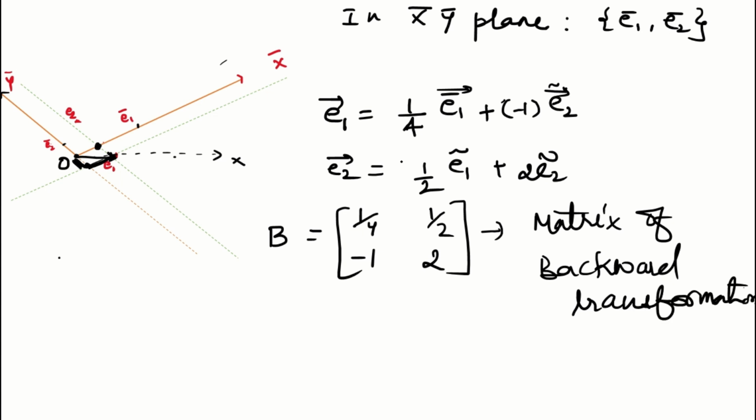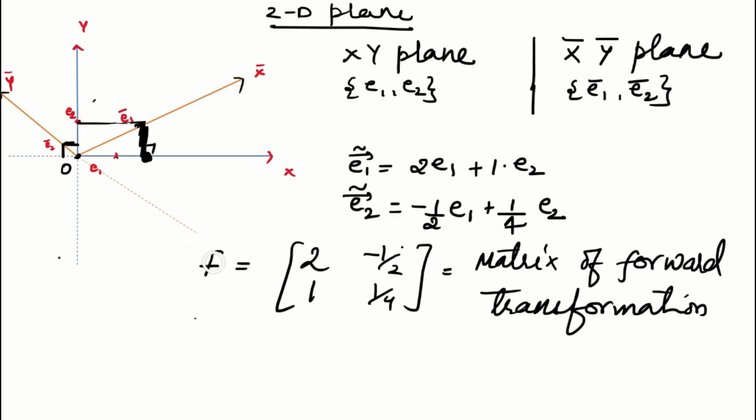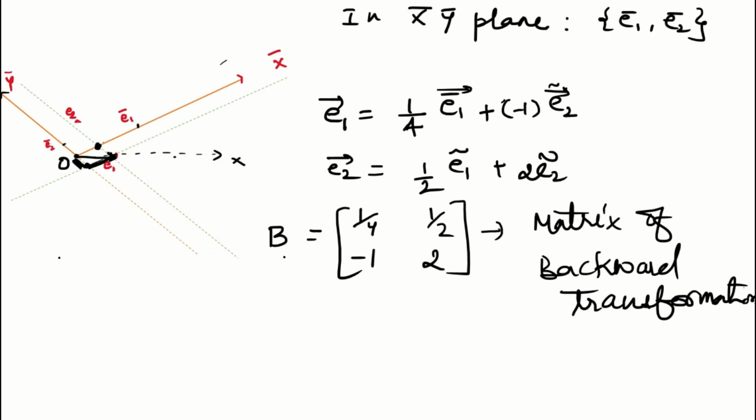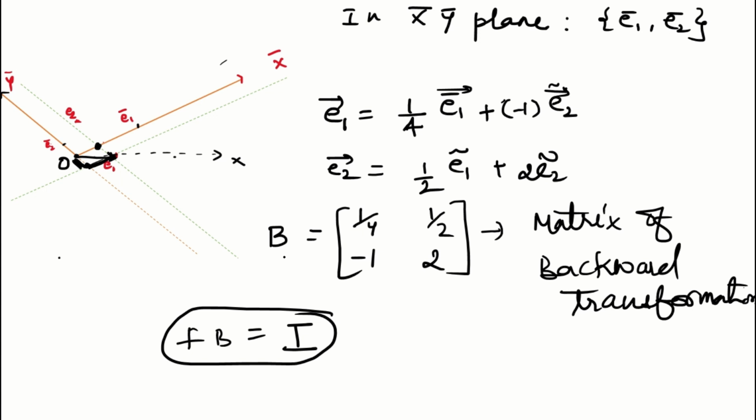It is the matrix of backward transformation. So this is your B, and F denotes the matrix of forward transformation. If you multiply F with B, then you find out that F times B is nothing but the identity matrix. So if F times B is the identity matrix, that means F and B are inverse of each other. So what is F inverse? F inverse is B. So the matrix of forward transformation and the matrix of backward transformation are inverse of each other.